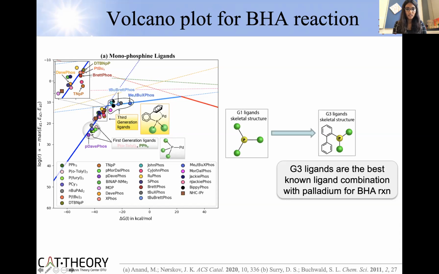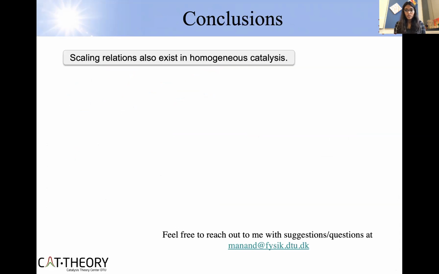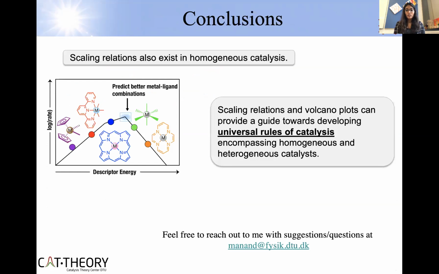So to conclude, scaling relations do hold for homogeneous catalysis, and we believe that scaling relations and volcano plots can provide a guide towards developing universal rules of catalysis, which will encompass all different types of homogeneous and heterogeneous catalysis. Eventually, we would be able to predict the best possible metal ligand combinations with the help of volcano plots for homogeneous catalysis reactions as well.